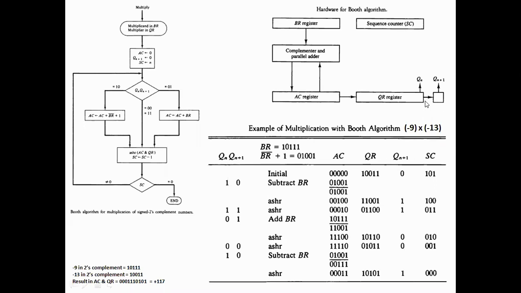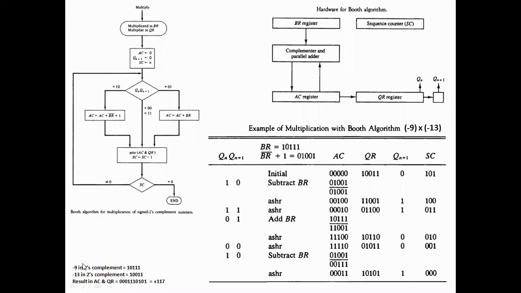To understand this flow chart properly, let us take an example. So let us say we have to multiply two numbers, -9 and -13. So this -9 will become the multiplicand and -13 is the multiplier. Since the Booth multiplication algorithm works on 2's complement numbers, we have to represent -9 and -13 in 2's complement.